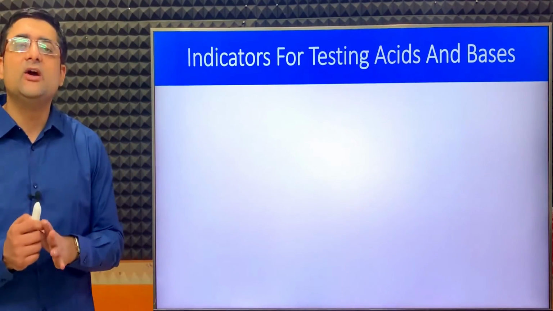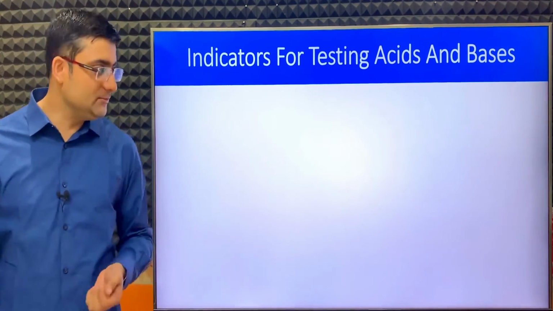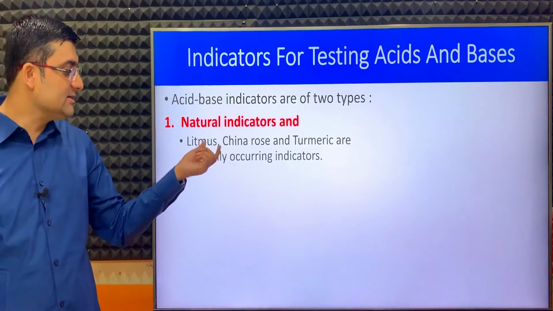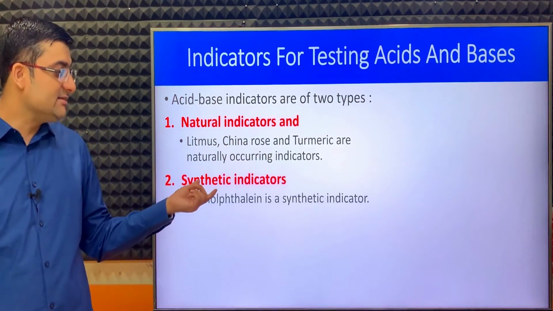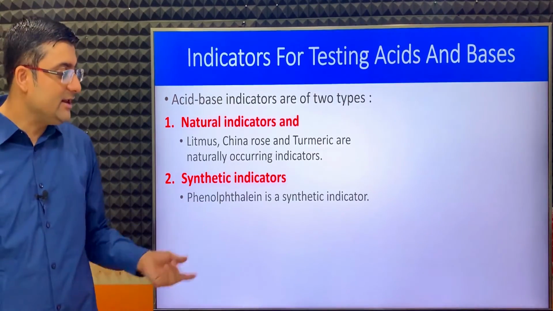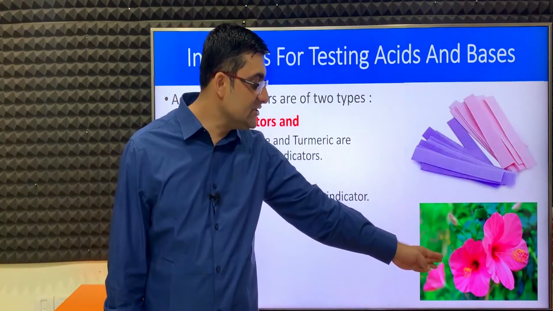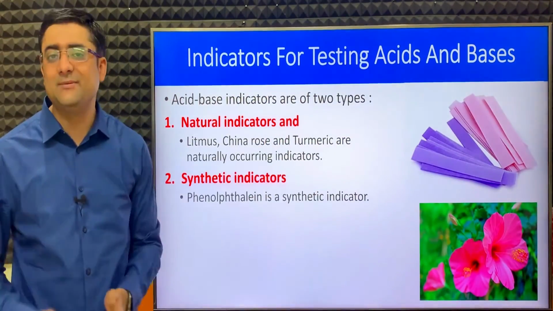Now, indicators are of two types, natural and synthetic. We'll learn both. Acid-base indicators are of two types. Natural indicators like your litmus, China rose, turmeric. Is this clear? And synthetic indicators which we make in the lab like phenolphthalein. So this over here is a picture of litmus paper and this over here is a picture of China rose plant. Is this clear? So we'll learn about this in the upcoming videos.